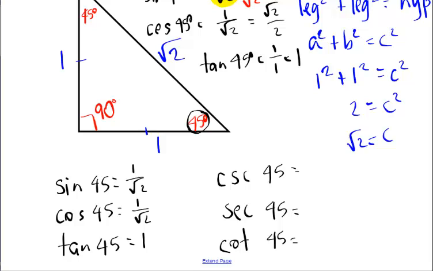is square root of 2 over 1. The reciprocal of the cosine is square root of 2 over 1. And the reciprocal of the tangent, the cotangent, is 1. How hard is that? Not hard at all. Easy money. Okay, so there's your basic trig functions on a 45, 45, 90 right triangle.